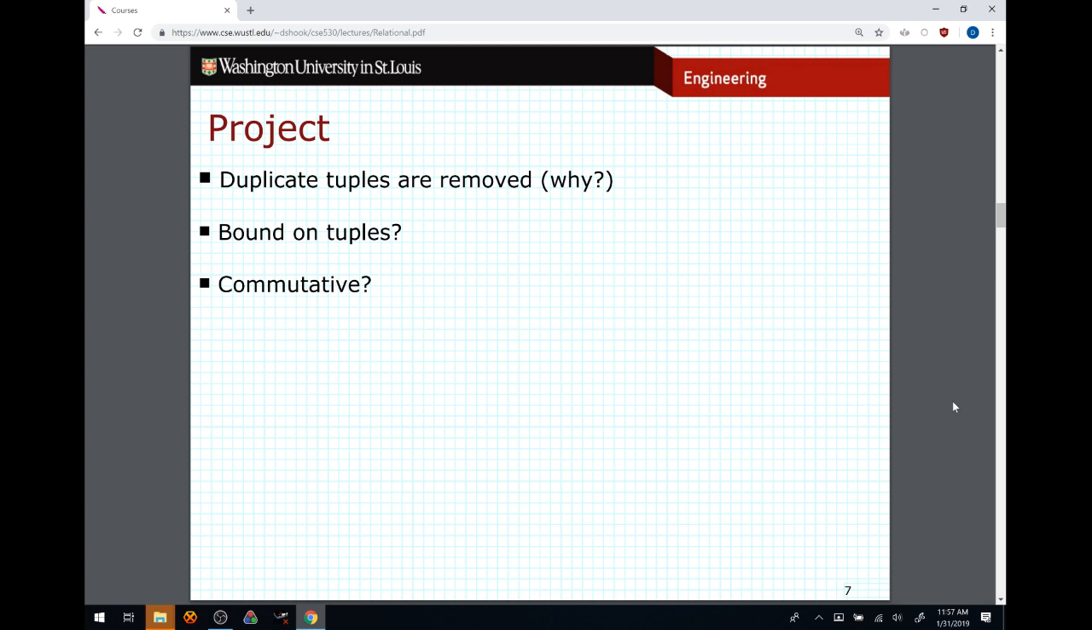Is it commutative? If I run two projections back to back, and then switch the order, will I get the same result? What do we think? No? Why not?